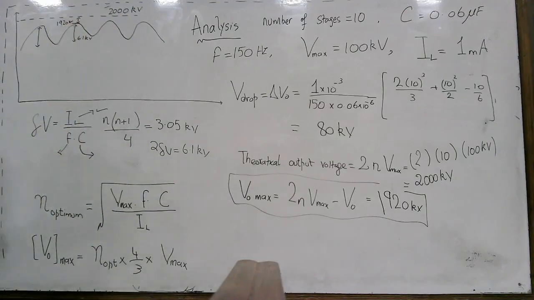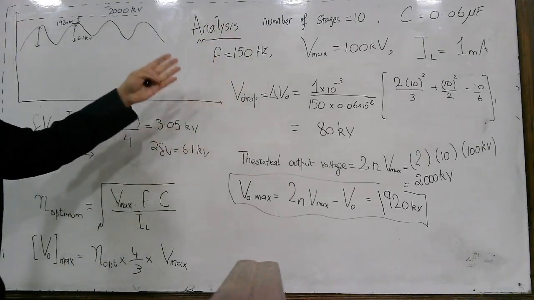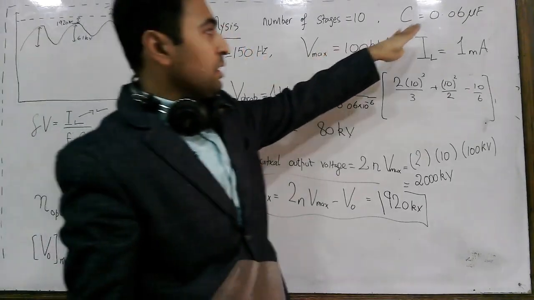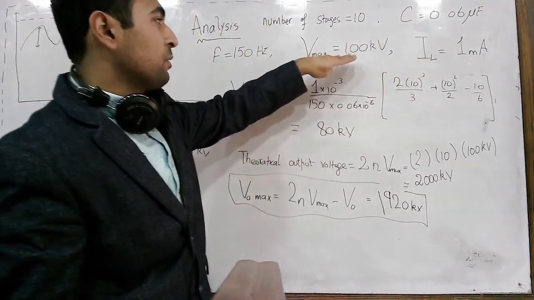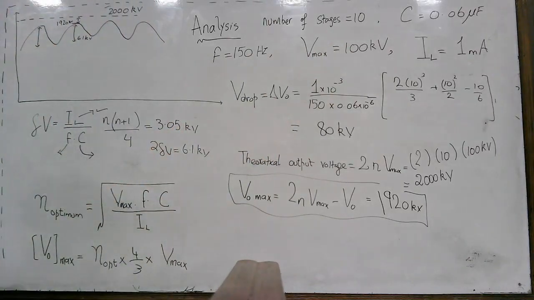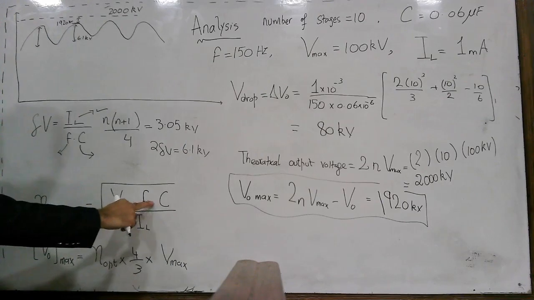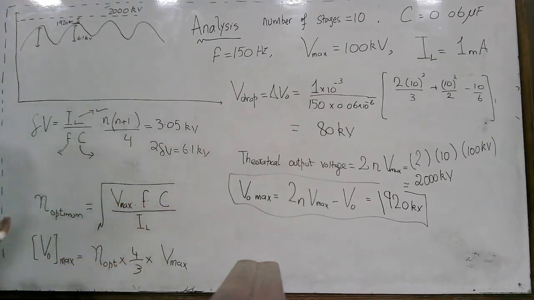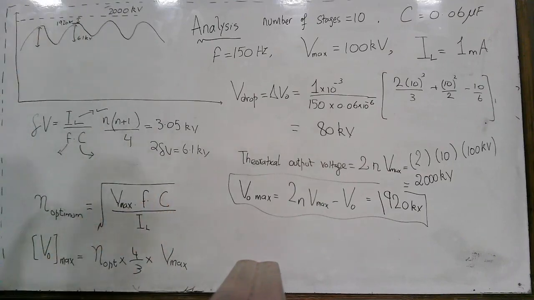So what is that maximum number of stages we can go for, keeping the capacitors, the load current, the frequency and the input value fixed? That is calculated by this formula. N optimum is equal to V maximum multiplied by the frequency, capacitance and IL, all under a square root. For this case, let's find out what it comes out to be.